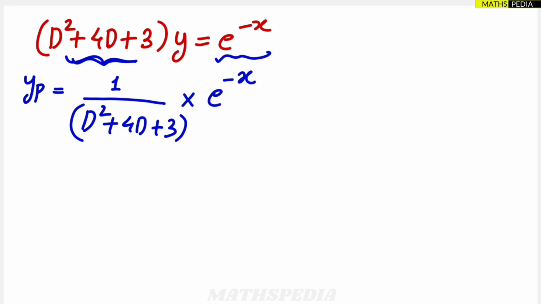Now this is which form? We have already studied whenever the RHS is in the form of k into e power ax. K is nothing but the coefficient of e power x. A is there, ax. Okay, this form is there. What is the value of a here? A is nothing but here minus 1. You can observe here minus 1.